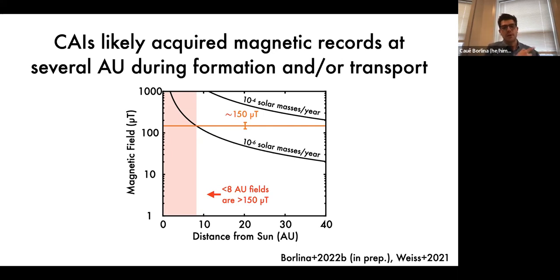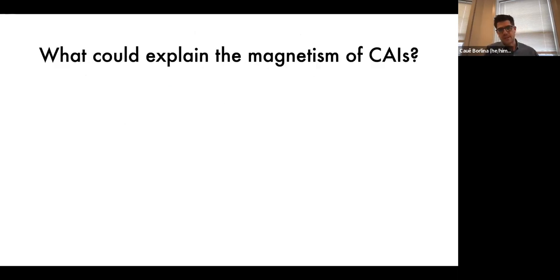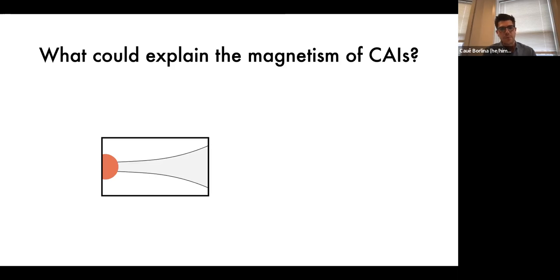So we can maybe talk a little bit about what are mechanisms that could produce this, given that CIs form close to the sun. So the question is essentially, how can we explain this magnetism? And there are two main mechanisms that we can invoke here to explain this record. And to do that, I'm going to be using this little diagram here, which shows, once again, the protoplanetary disk. The first mechanism that we can think about is disk winds.